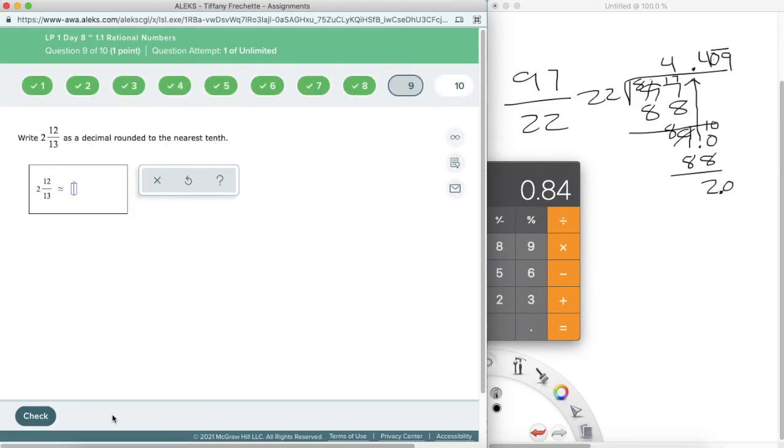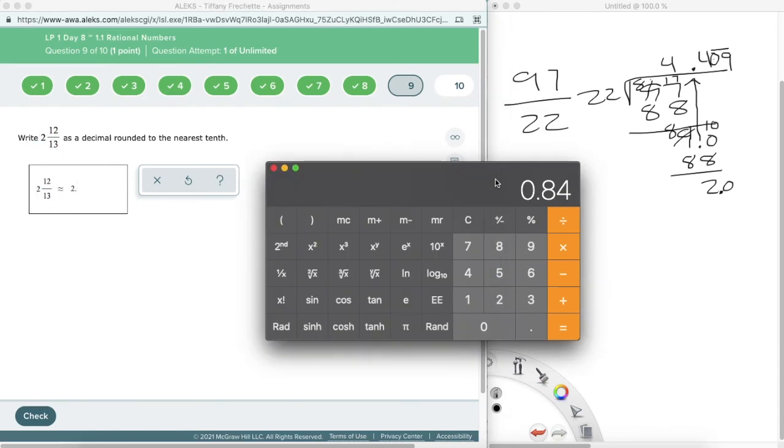Write 2 and 12/13 as a decimal, rounded to the nearest tenth. So this one is asking us to round. We have to pay attention to that. So I know it's going to be 2 point. I already know that. This whole number 2 is going to stay whole number 2. I need to figure out the second part there. So I need to know what 12 divided by 13 is. And I'm typing that in my keyboard. That's why you can see the buttons flashing, but not my mouse moving so much. So I'm going to go ahead and hit equals. And there is my decimal.